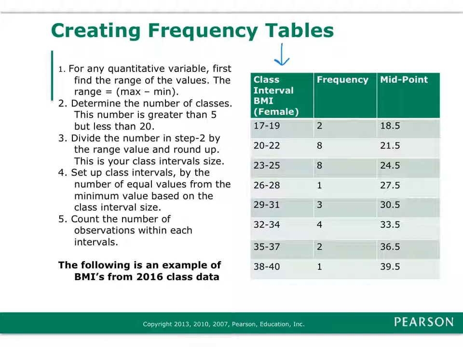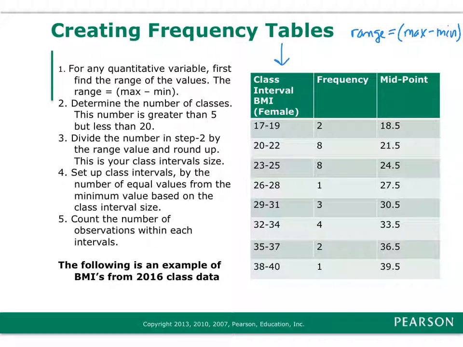To do this, we look at the minimum value and the maximum value within the class in the data set. And then we subtract that and we call that the range. So the range is equal to the maximum value minus the minimum value of the data set.